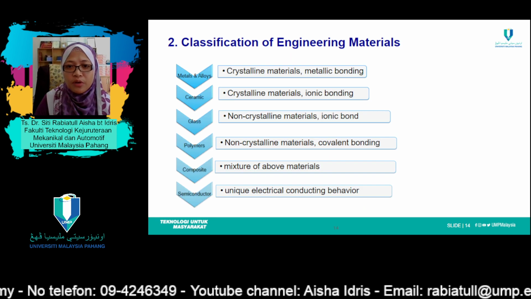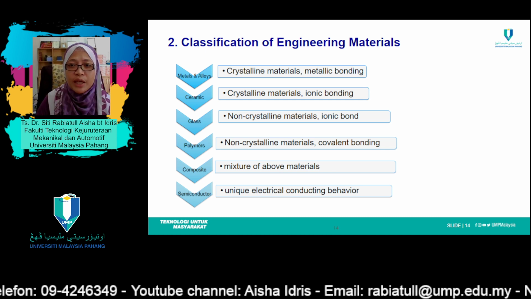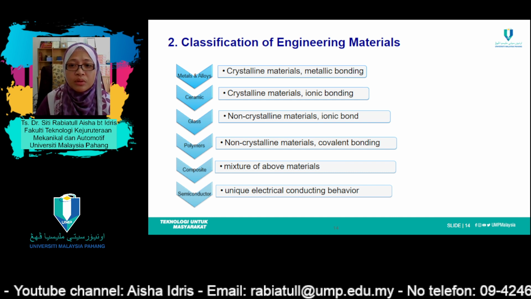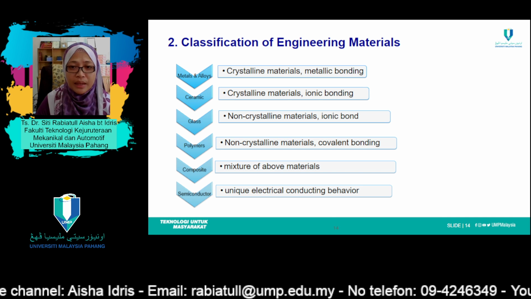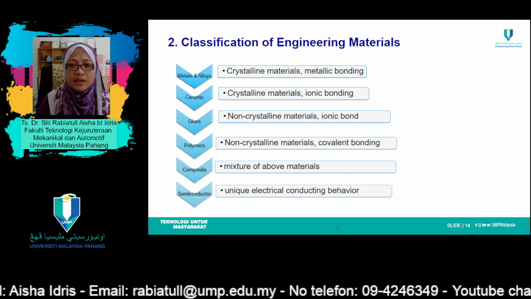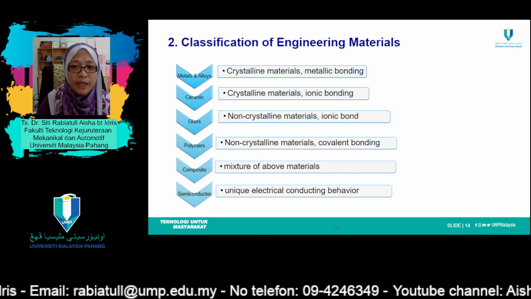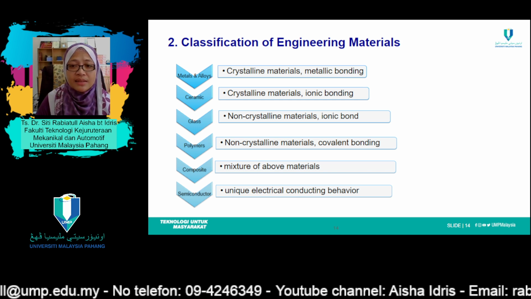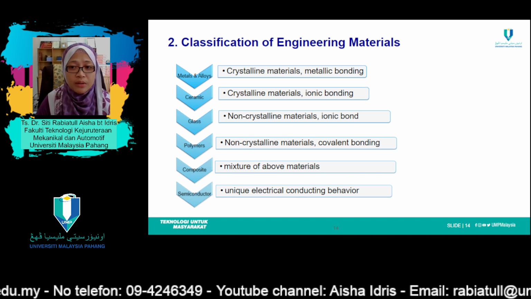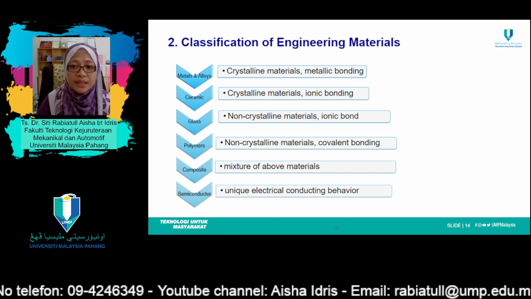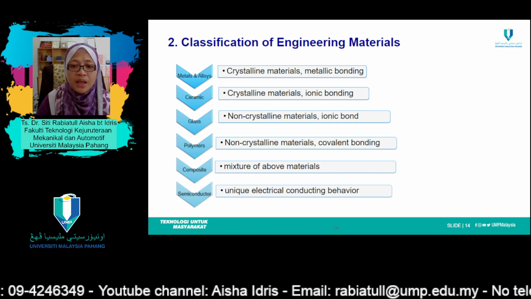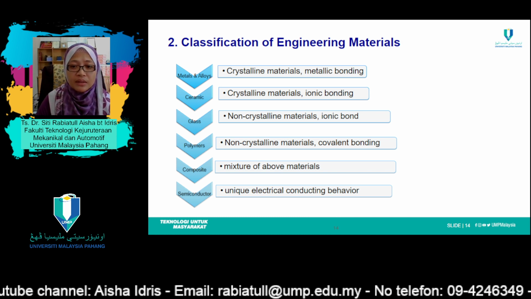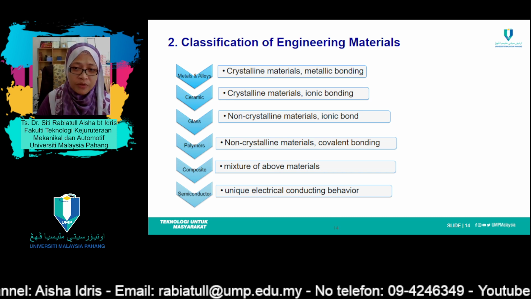Okay, now let's move on to classification of engineering materials. Different types of materials have their own classification. For example, metal and alloys are classified as crystalline materials with metallic bonding. Ceramic, crystalline materials with ionic bonding. Glass, non-crystalline materials with ionic bonding. Polymers, non-crystalline materials with covalent bonding. And composite, a mixture of the above materials. And semiconductor, which has unique electrical conducting behavior.